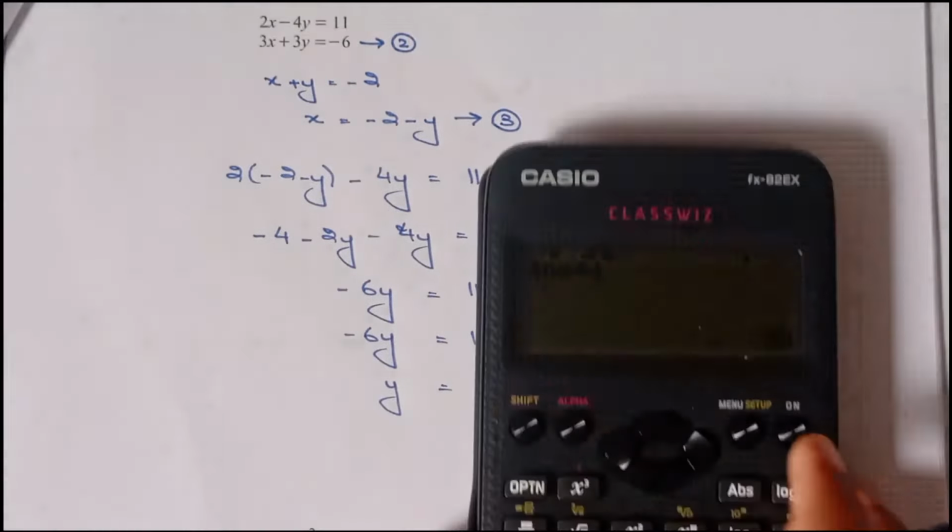Now let's substitute that y value into the third equation to get the value for x. So here x would be equal to -2 minus times -2.5. So we have x equals -2 plus 2.5. Okay, so 2.5 subtract 2 would be equal to 0.5. So the x value is 0.5.